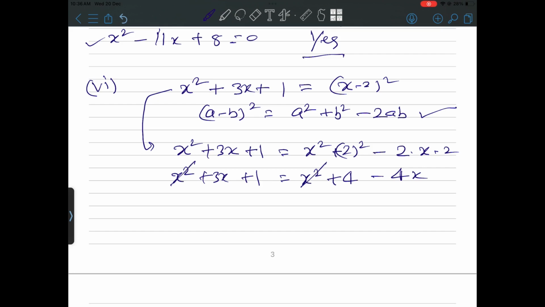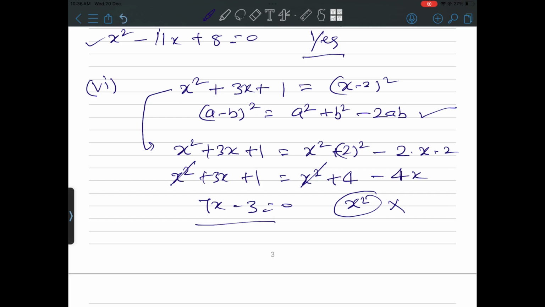So now you can solve it further. It becomes, basically this comes to this side, so it becomes 7x minus 3 equal to 0. So we can see that there is no term of x square. So x square is missing, right?